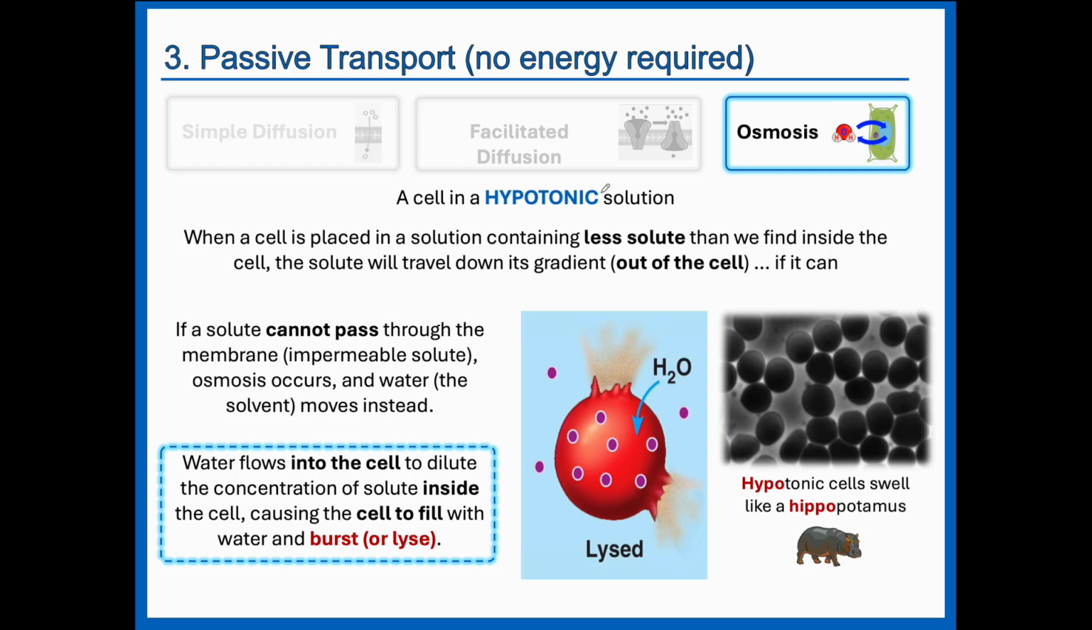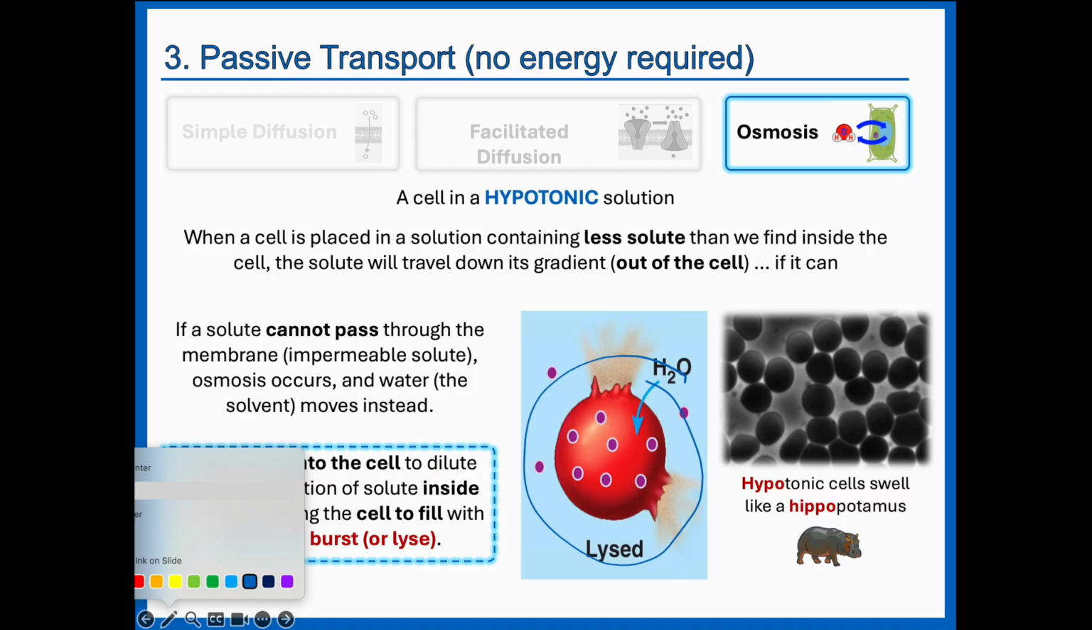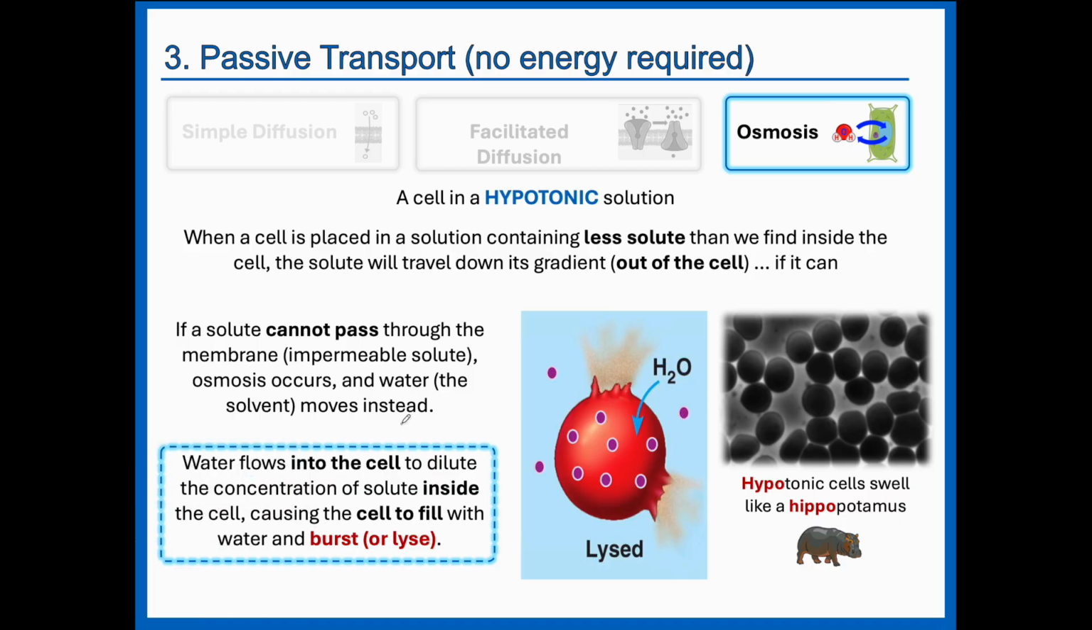Now, a cell is hypotonic in a hypotonic solution when a cell is placed in a solution containing less solutes than we find inside the cell, right? Here, this solution is a hypotonic solution because there's a lot less of those solutes on the outside compared to the inside, right? 1, 2, 3 versus about 6, 7 in here, right? And so if we have less solutes on the outside, right?